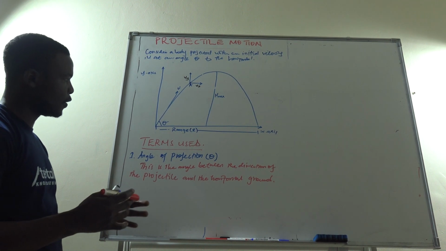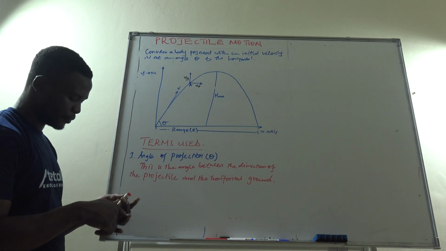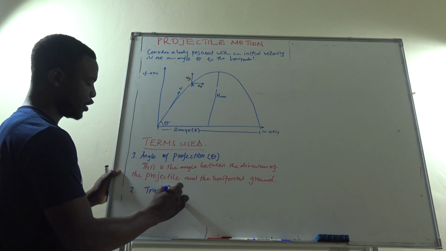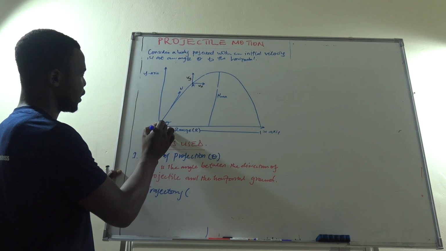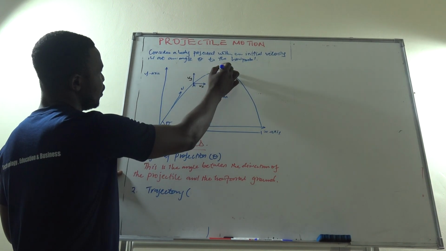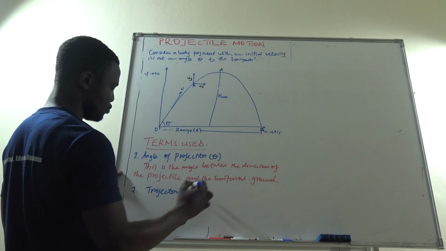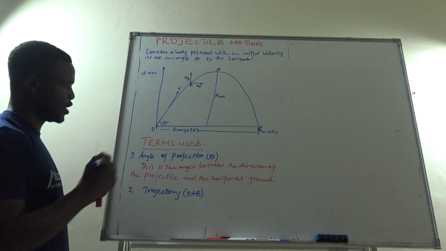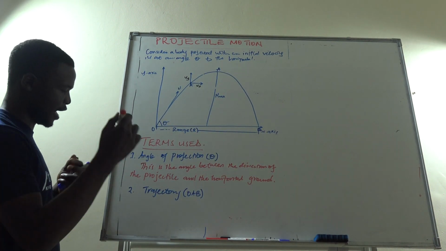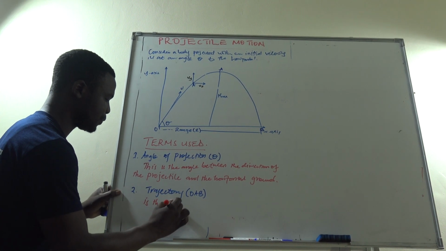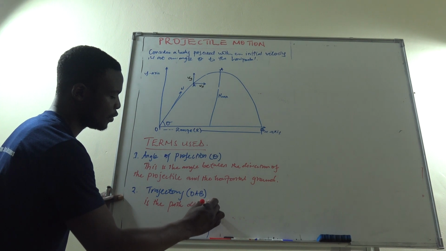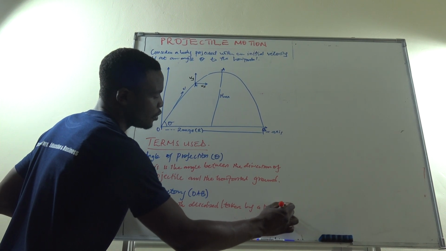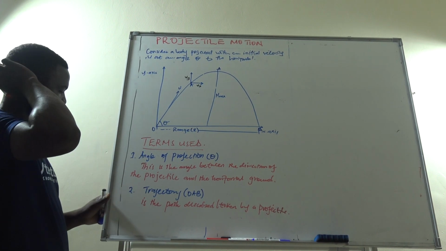Now let's also look at another term. Term number two, we are going to call it a trajectory. If we put letters, this is point O, and we call this A, and this B. Now we are defining A, O, B. What is A, O, B? This is the path taken by a projectile. So a trajectory is the path taken or described by a projectile. That is what we call a trajectory.